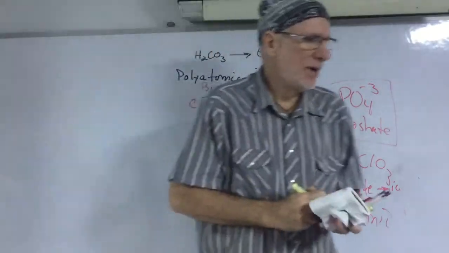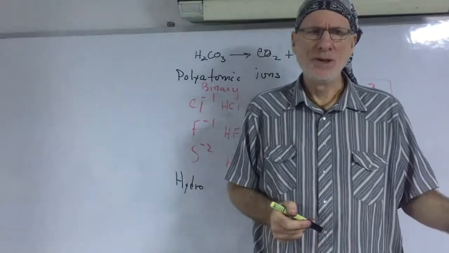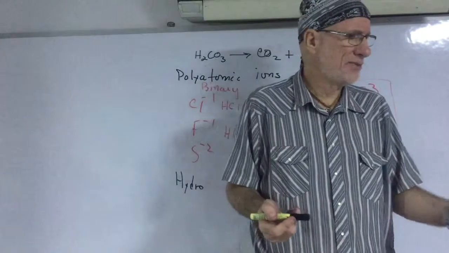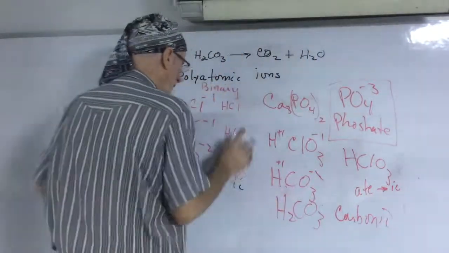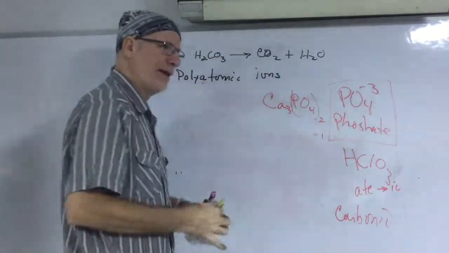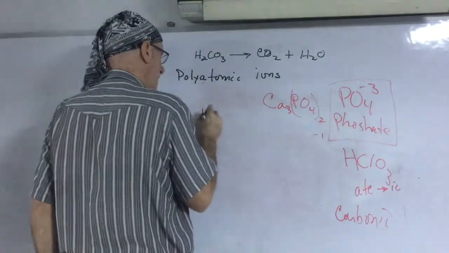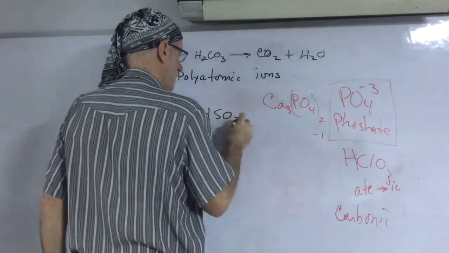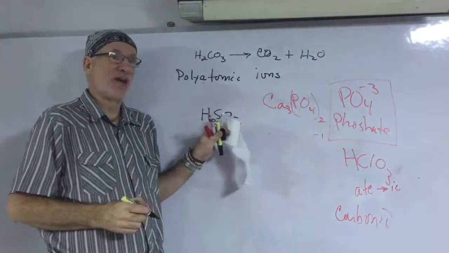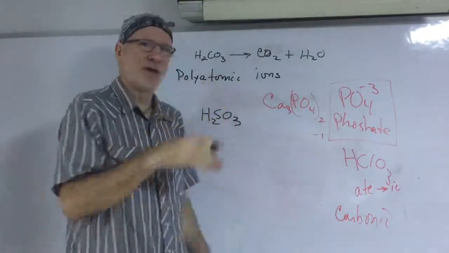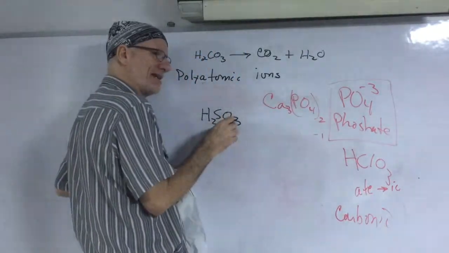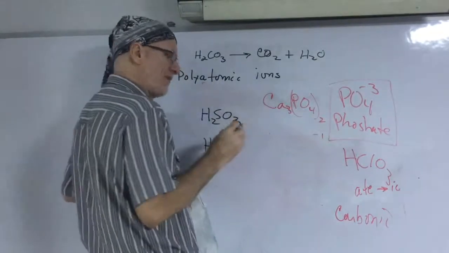Now, she says, well, wait a second. For the oxyacids, ate becomes ic. So what if you don't have ate? Well, all right, fair enough. This is oxyacids. All right, you ready? Because sometimes you can have sulfite. So you have sulfate, sulfite. Sulfate is SO4, sulfite is SO3. Same charge, right? You can also have phosphites.